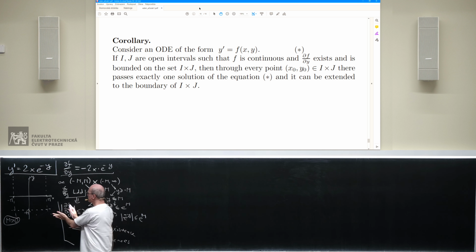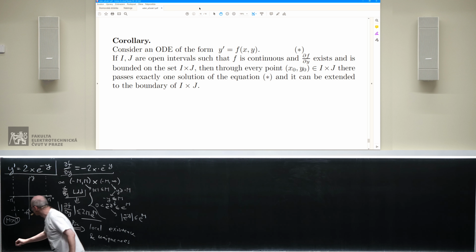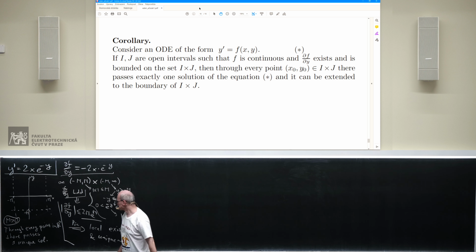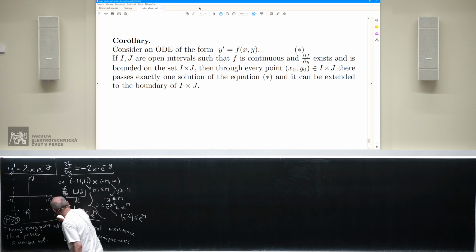Okay, so by blowing up, I reach the following conclusion. Through every point in R square there passes a unique solution. And that's the happy end. Here we go. That's the conclusion.